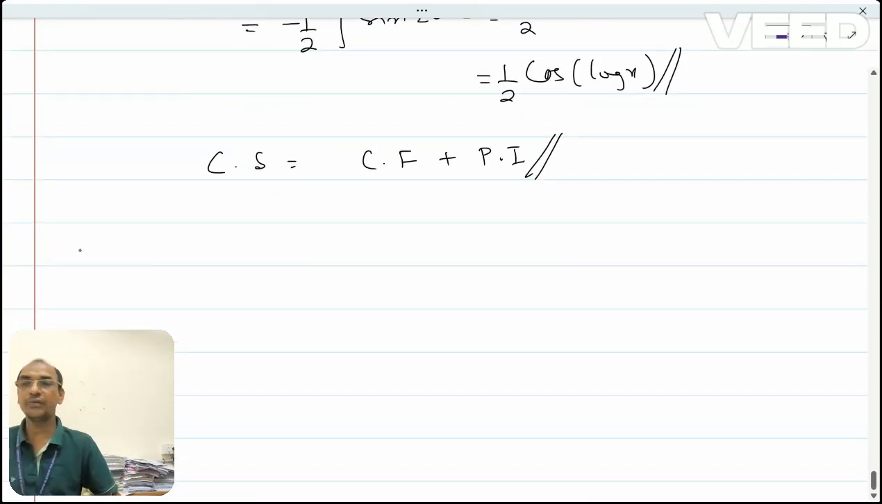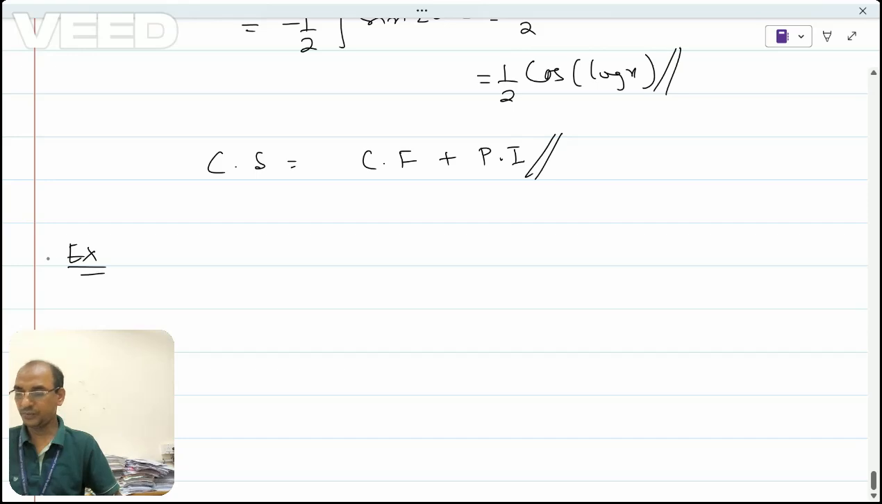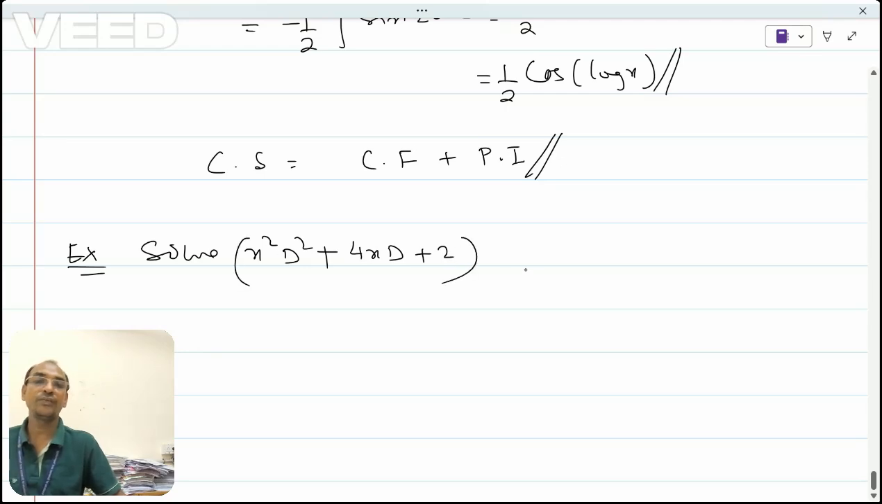Another example I would like to tell you. Example: solve x square D square plus 4xD plus 2 of y equal to x log x.